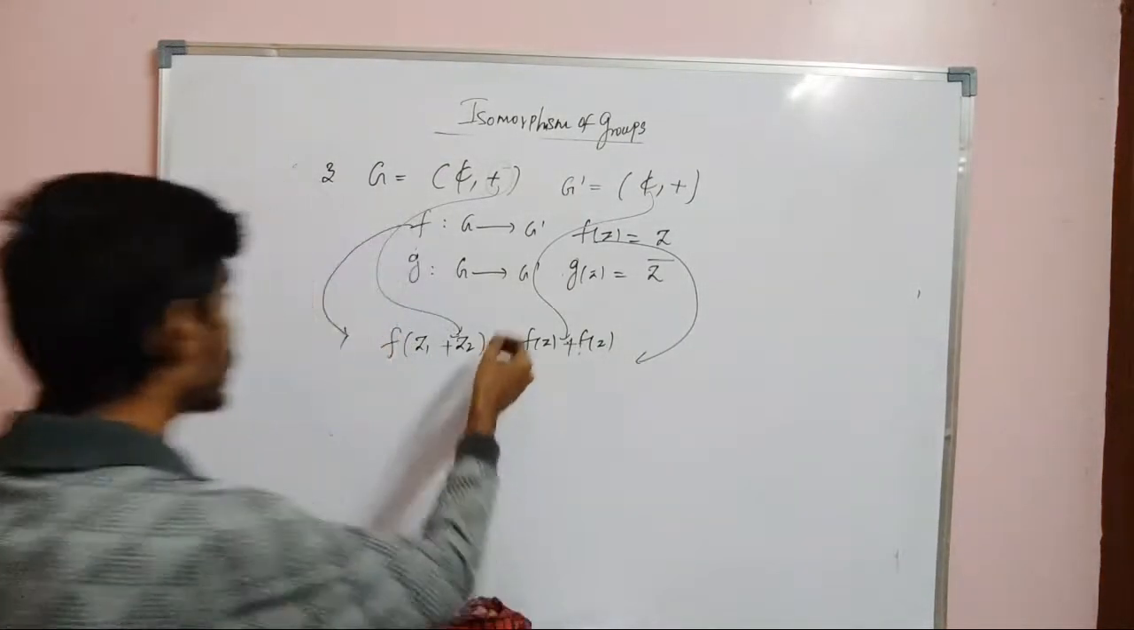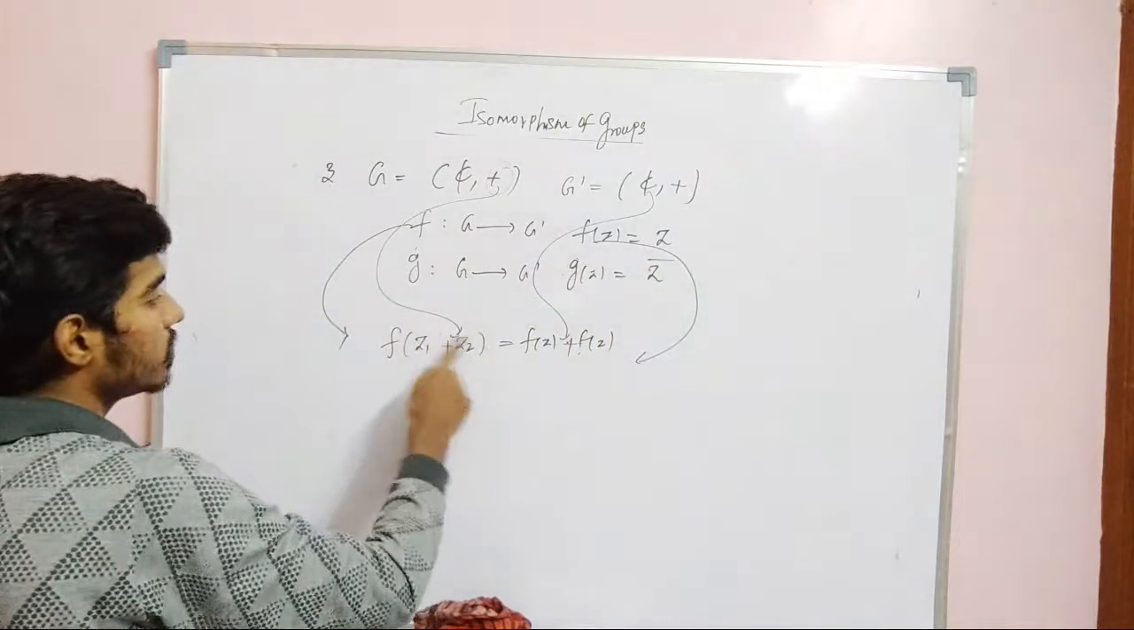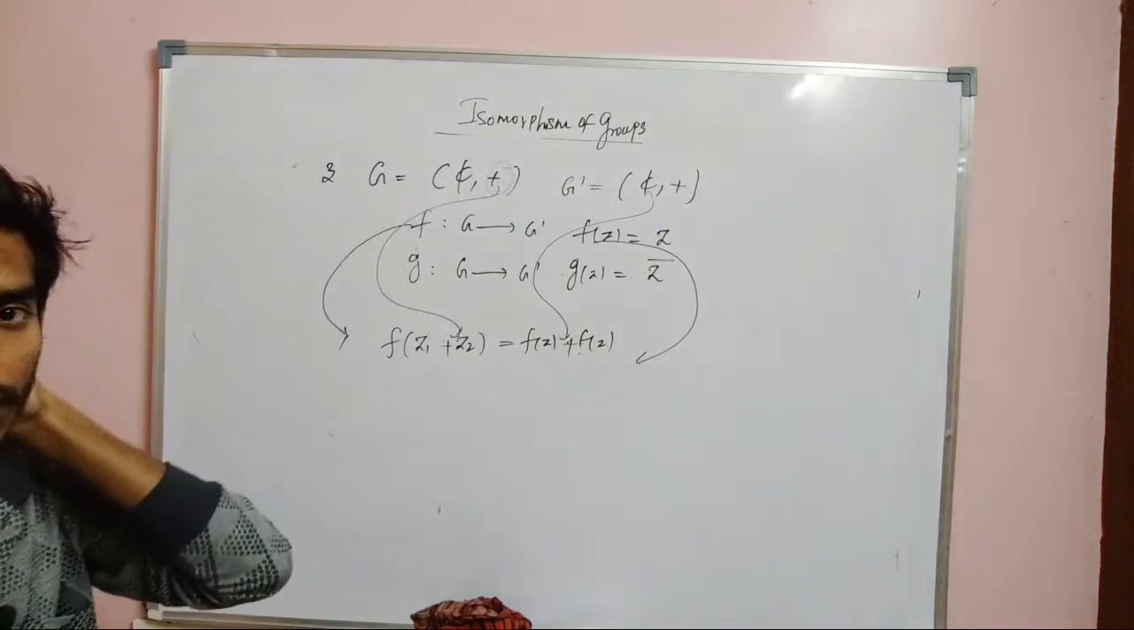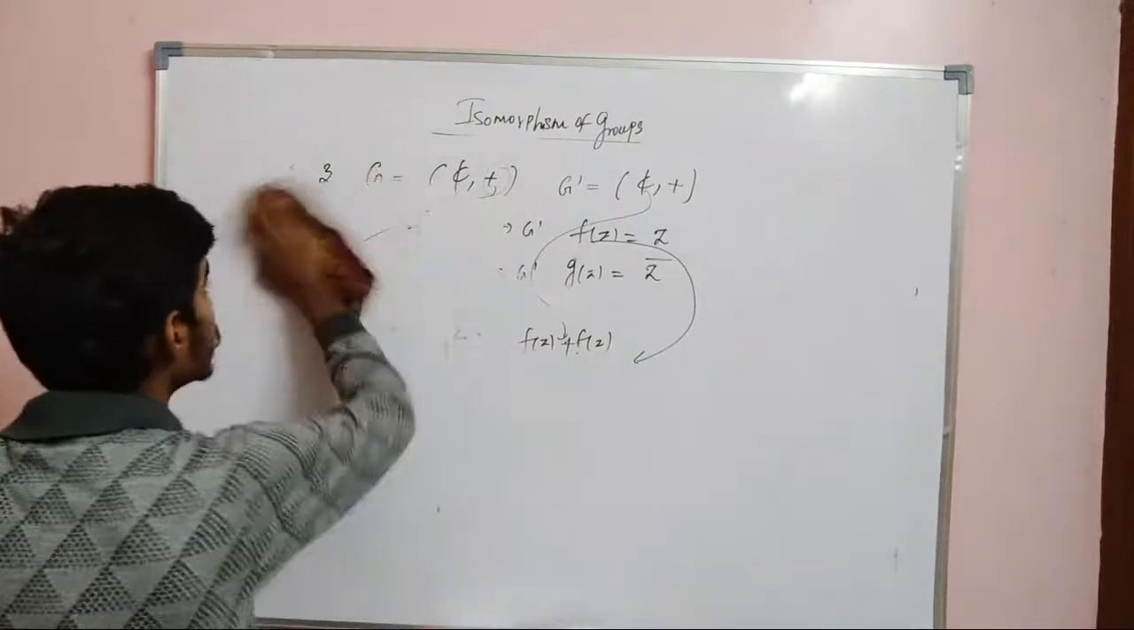Again you can also see this. So f of z1 plus z2 whole bar is the same as f of z1 bar plus f of z2 bar. This is my conjugate property, and this will be a homomorphism also. So these are some examples for isomorphism.